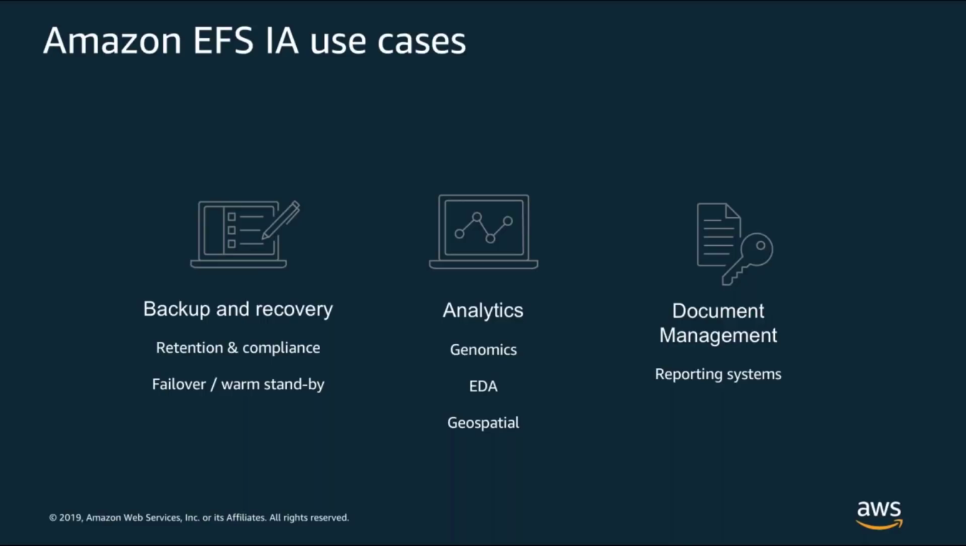And another area where EFS IA is a good fit is in the document management space. So things like legal research and HR staffing systems, they have a treasure trove of documents that mostly sit idle, but otherwise are well served by a file system in applications that expect file system compatibility. So IA is a really good cost optimization measure for those types of use cases.